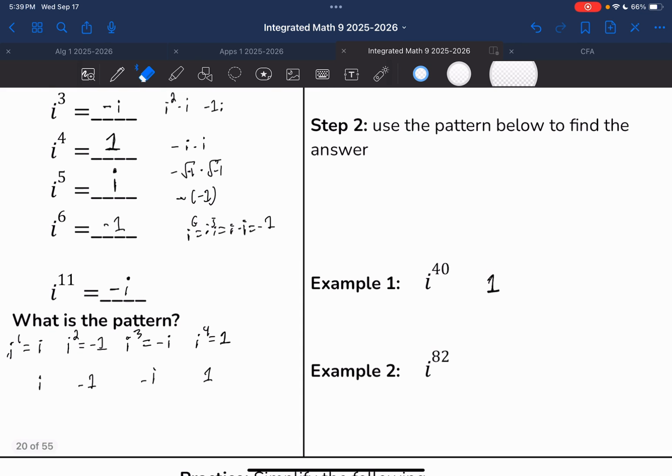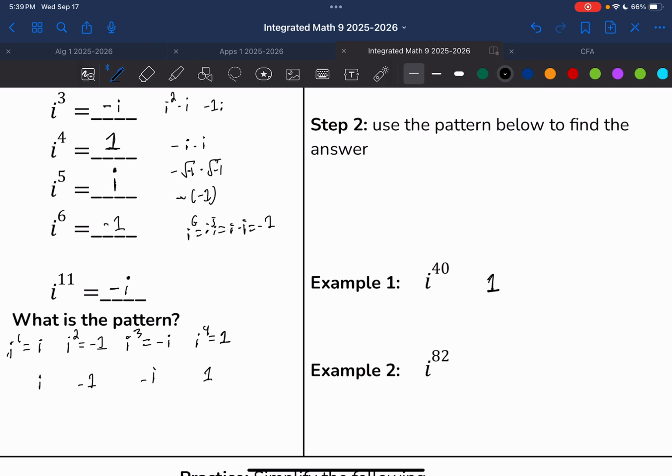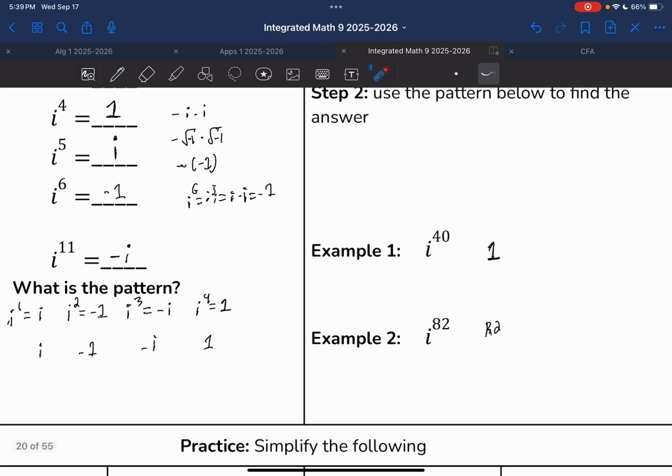So with i to the 82nd, when we divide it by 4, we get a remainder of 2. And that means that we're in the second part of the cycle, right? The first part of the cycle is i. The second part of the cycle is -1, meaning that i to the 82nd would be -1.